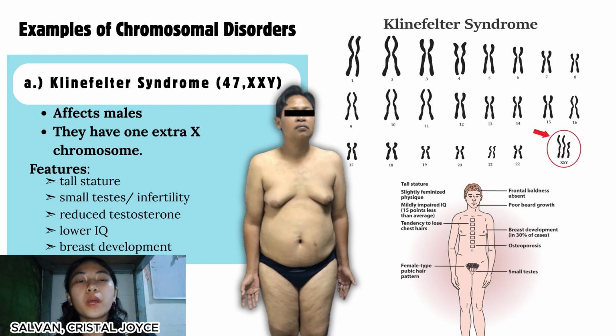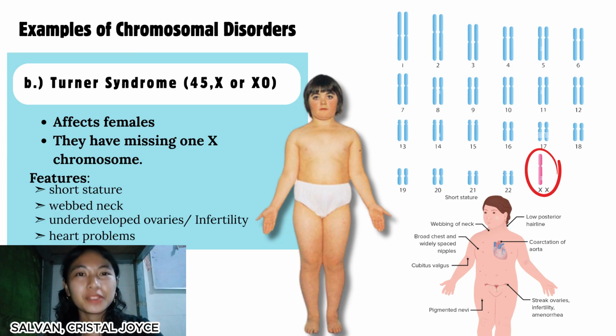They have one extra X chromosome, and some features include tall height, small testes, infertility, reduced testosterone, lower IQ, and sometimes breast development. Although it's not inherited, it just happens randomly during the cell division. So next we have Turner syndrome, also known as 45X or XO.